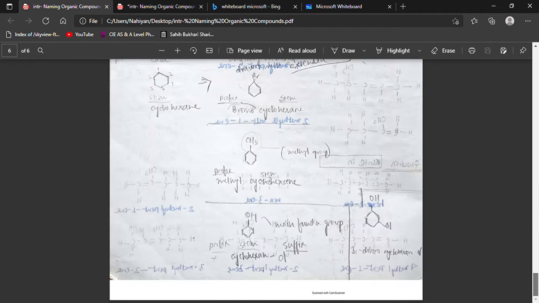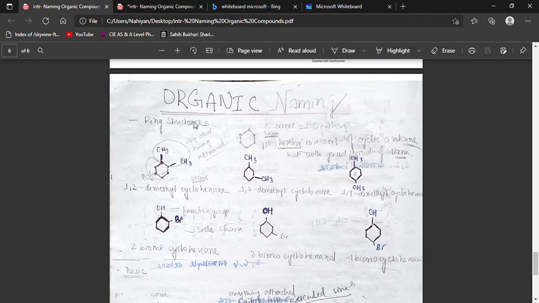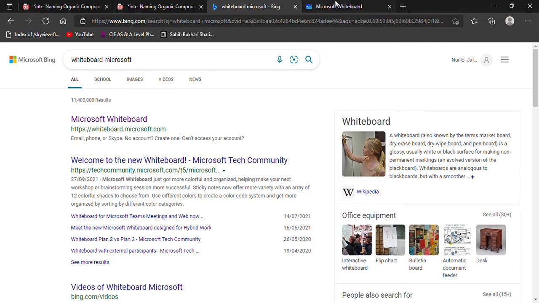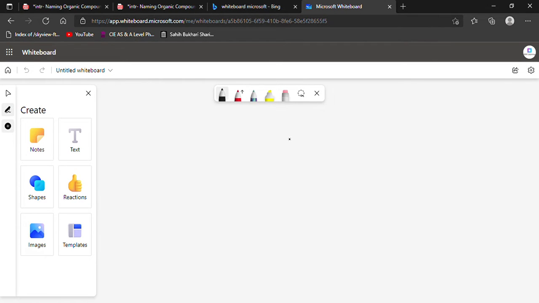So in the previous video we were looking at naming organic compounds, and in today's video we will look at how to name the ring structures of organic compounds. First of all, let's have a look at the basic ring structure, which is this. This is the first carbon, 1 2 3 4 5 6. So it has 6 corners and it has 6 carbons.